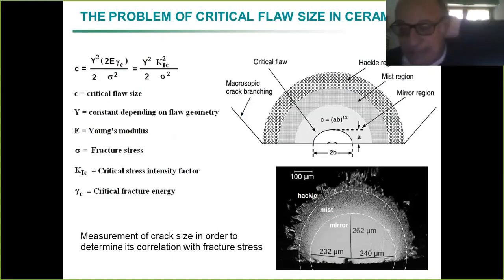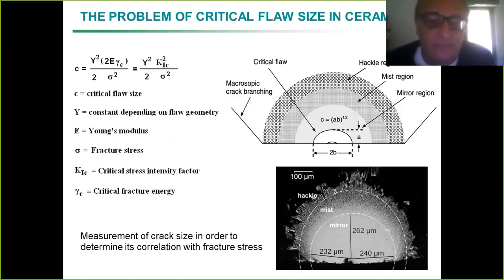But you can do that in other ways of loading, and you get to a critical fracture energy, after which the crack proceeds with no hindrance, and you get to a fracture very suddenly. So these are the formulas that relate them. So you have a critical flow size, which is correlated with the material, and it's correlated to, of course, the critical amount of stress and the critical energy after which everything propagates to fracture.